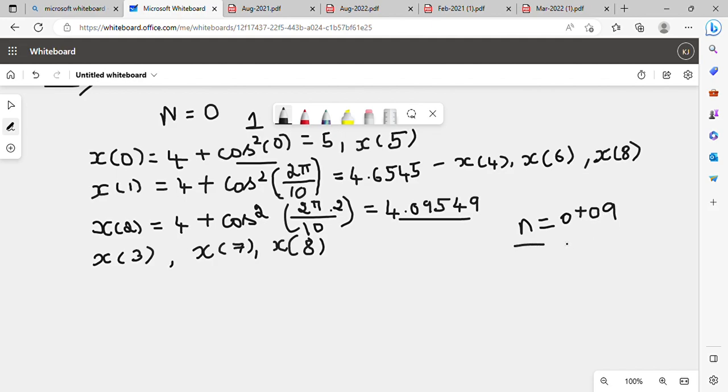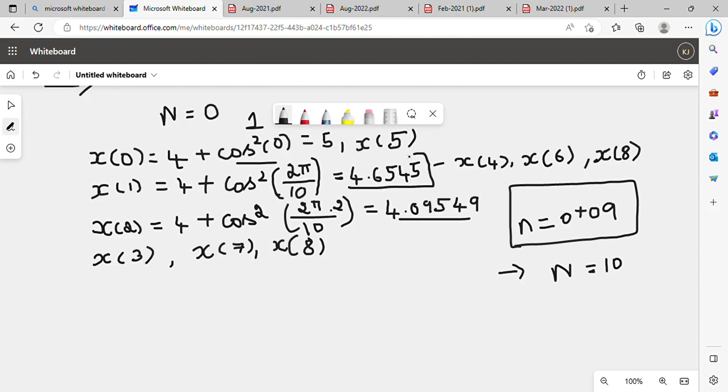We are going to substitute the values from 0 to 9, and as capital N becomes 10 because we are considering it as a 10-point DFT, right? And if you substitute, you can see that for even numbers you are having the value 4.6545, and for all the odd numbers, yeah. Now this is x of 9, students, I'm so sorry.